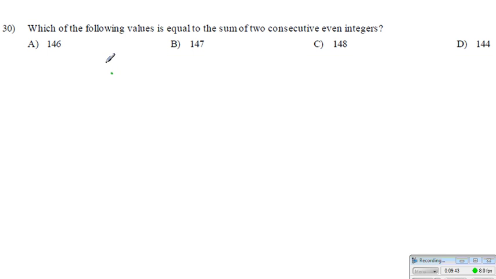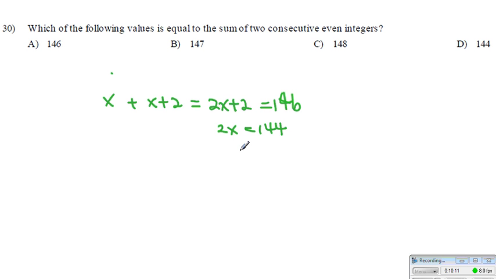Now, number 30, which of the following is the sum of two consecutive even integers. Two consecutive even integers means we have x and then x plus 2. When you add both of them, we end up getting simply 2x plus 2. Can that be equal to 146? Let's try to check it. By subtracting 2, we get 2x must be equal to 144. Then dividing by 2 on each side, x will be equal to 72. That works.